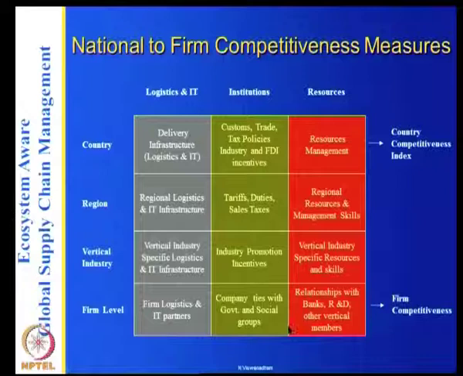This is called orchestration, which we will do later. And similarly, the regional competitiveness and vertical industry competitiveness all depend on this one. Let's look at the vertical industry: vertical industry specific logistics and IT infrastructure. If you say India is a small car hub, then you should have those specific logistics for transport of components, and IT infrastructure, ERP and other packages.